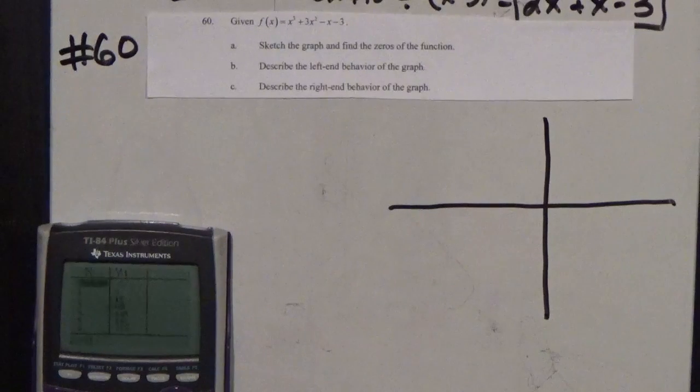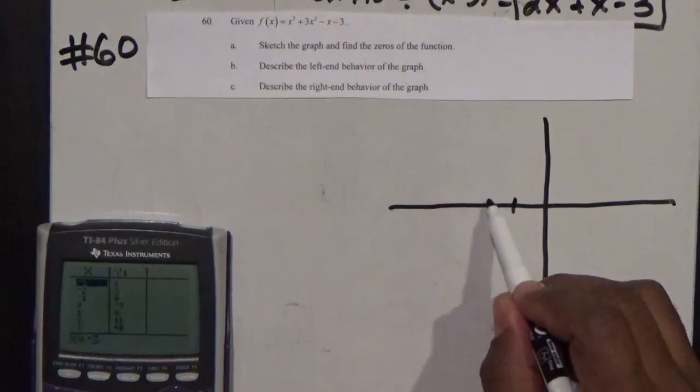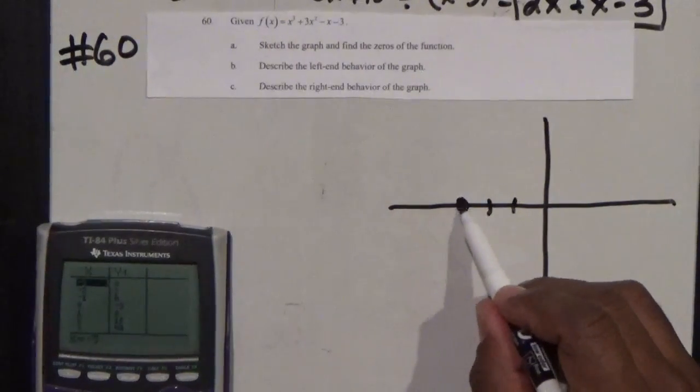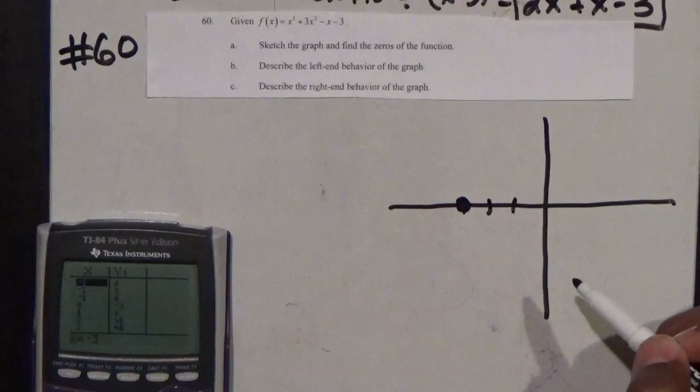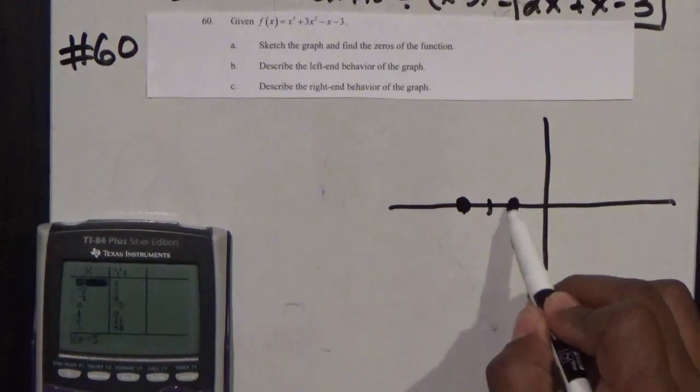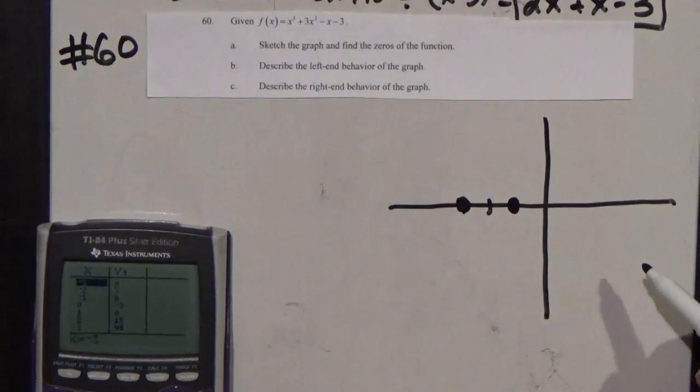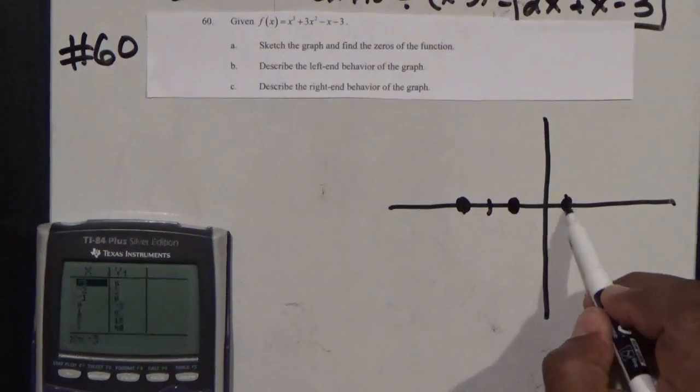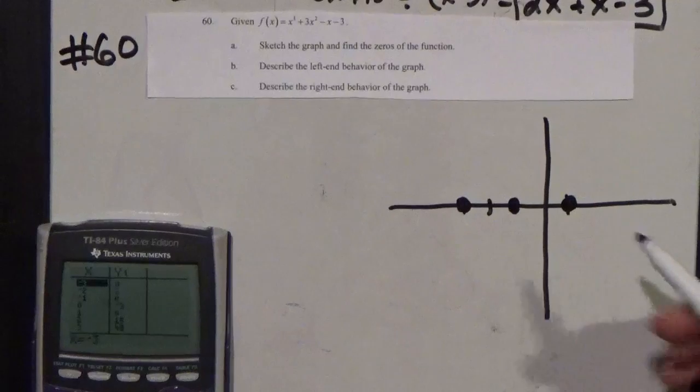We can go to second table and check our zeros. All right, and you can see that you have a zero at negative 3, comma 0. One of them is at negative 1, comma 0. All right, and one of them is at 1, comma 0. All right, you got those.